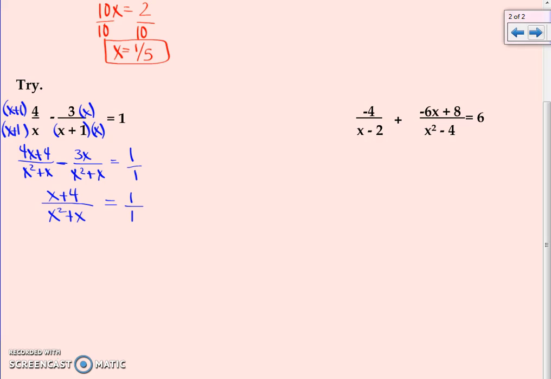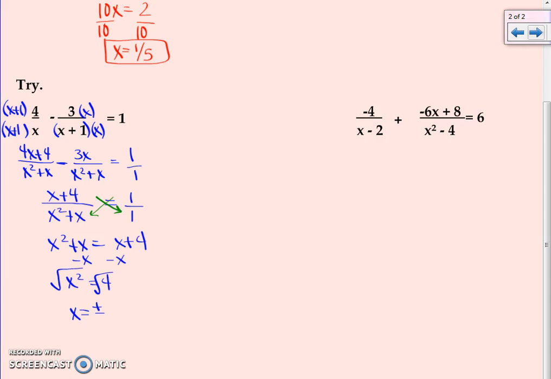So now we have our fraction equals fraction. So we go ahead and cross multiply. So we've got x squared plus x. Cross multiply this way, we have x plus 4. We can subtract x here. Gives us x squared equals 4. What can we do now? We can square root both sides. So we've got x equals.